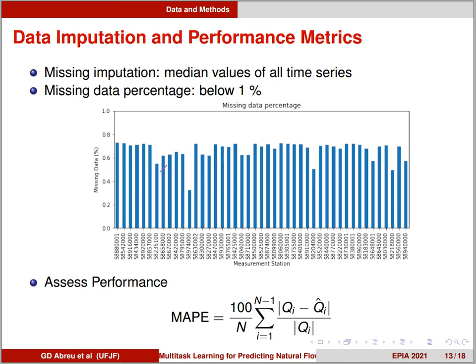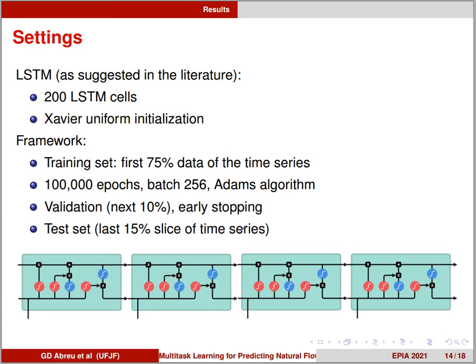In order to assess the performance of this method, we used the mean absolute percentage error. Considering the LSTM settings, as suggested in the literature, we have 200 LSTM cells using Glorot uniform initialization. The training set was the first 75% of samples. We used 100,000 epochs and the Adam algorithm. The validation was 10%, and the test set the last 15% of the time series.